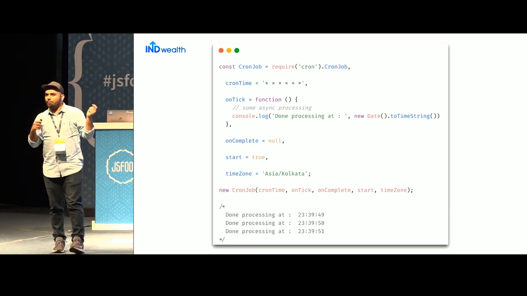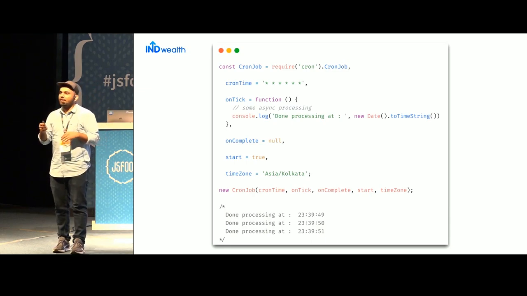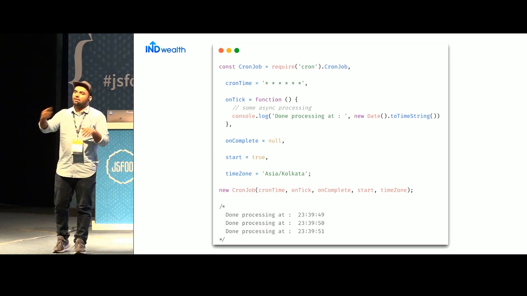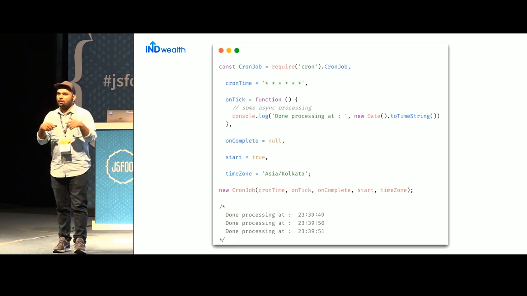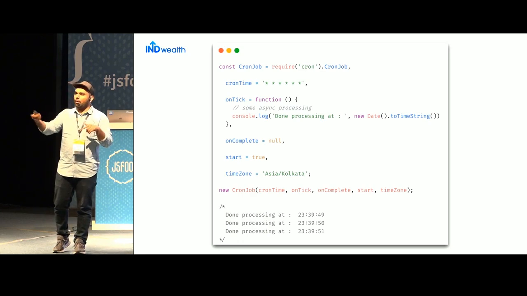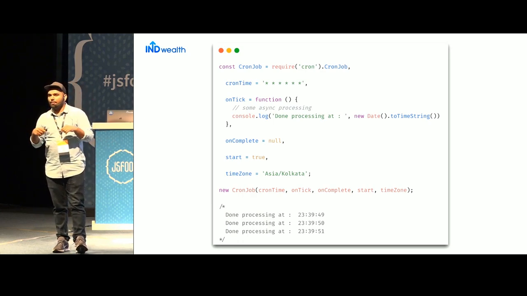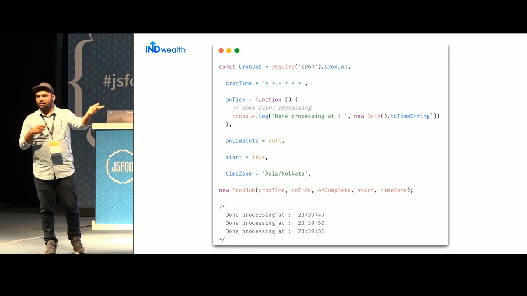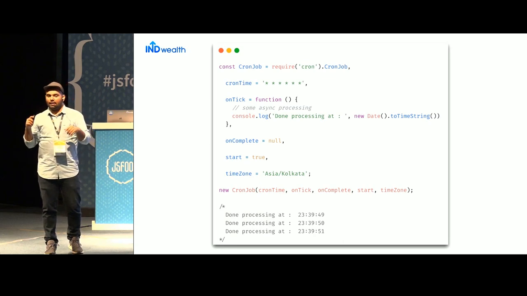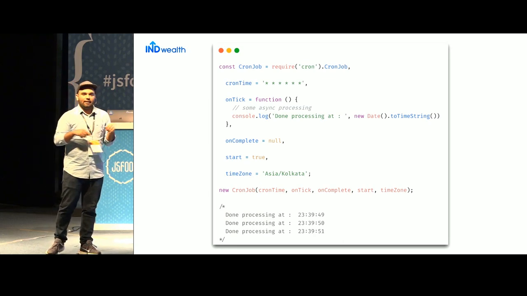Then there's this start boolean, which specifies whether or not you would like to start the cron job as soon as the instantiation happens. If you pass this as false, you'll have to call job.start on it to start the cron job. In my case, I'm just specifying true, which means as soon as I instantiate the cron job, it'll start running. And the very important last parameter here is time zone.